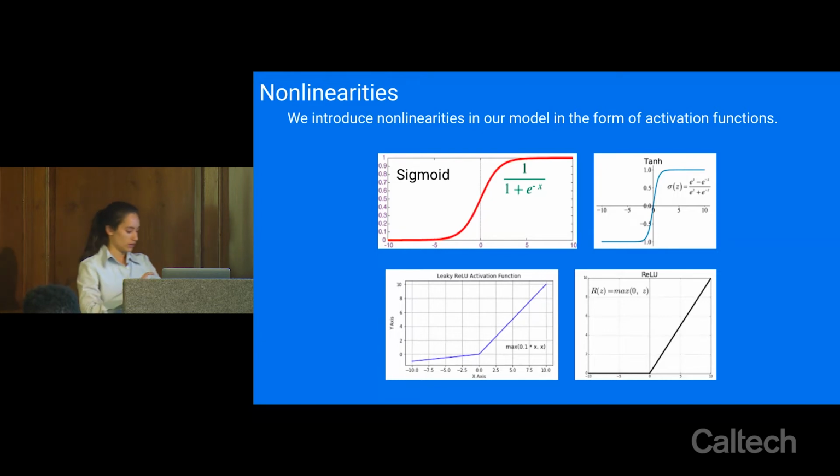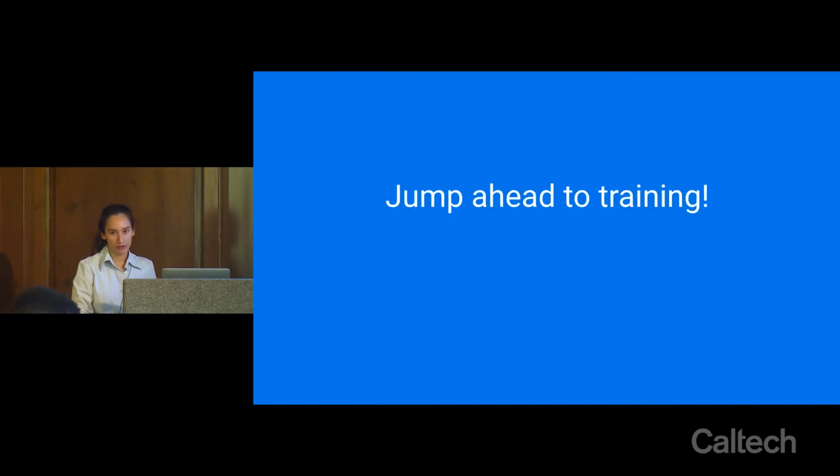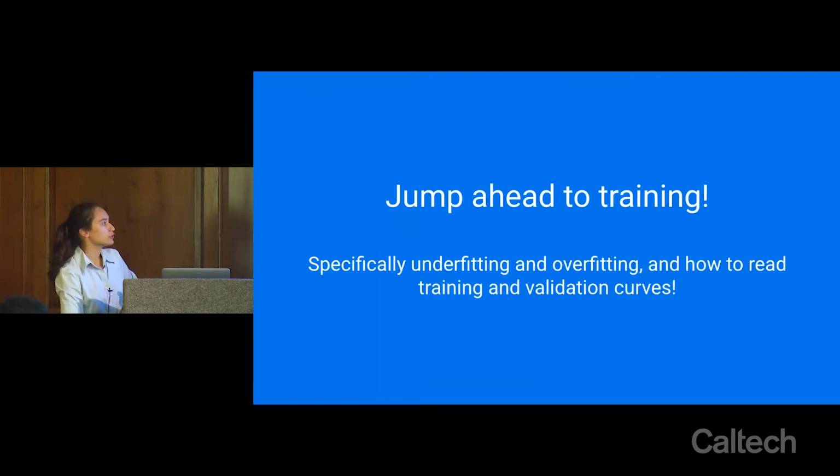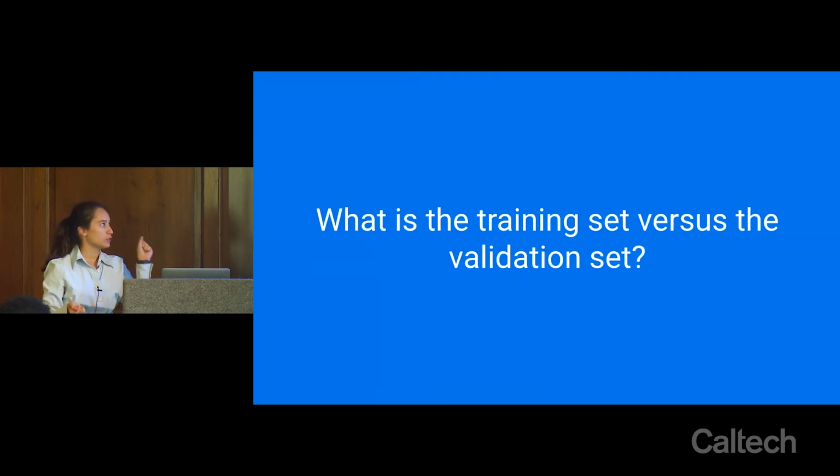Okay. All right. So we're going to jump ahead to training. Specifically underfitting, overfitting, and how to read training and validation curves. So the first question that I have, and I want somebody in the audience to answer, is what is the training set versus the validation set? Who knows?